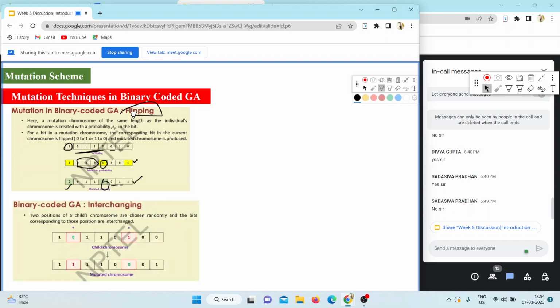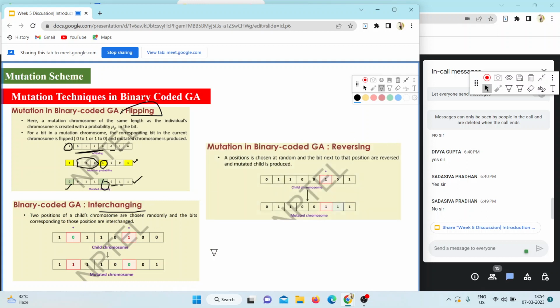There are two other schemes also. One is the interchanging scheme and another one is the reversing scheme.